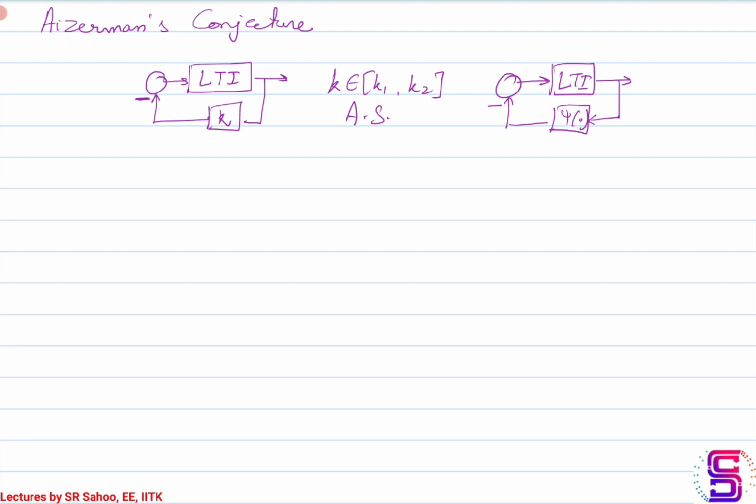the k1 k2 sector. Okay, so the memoryless nonlinearity is in the k1 k2 sector. So we'll denote this sector as we progress as this. Then this is also asymptotically stable. Okay, so this is what Aizerman's conjecture was.